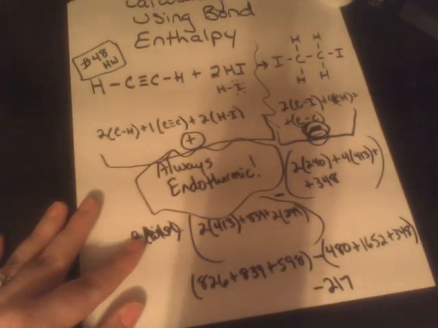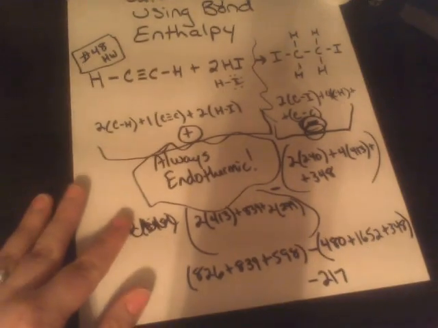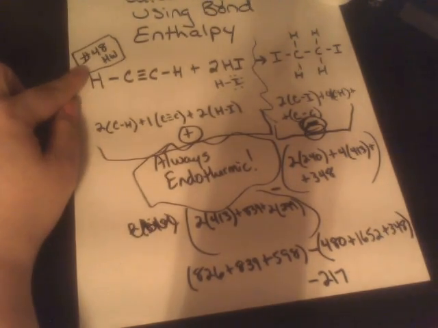Let's see if that is an answer option that we have for this problem. Negative 217, hit submit. We are correct. So that's how you calculate a bond enthalpy with given values. That was number 48 on the homework.